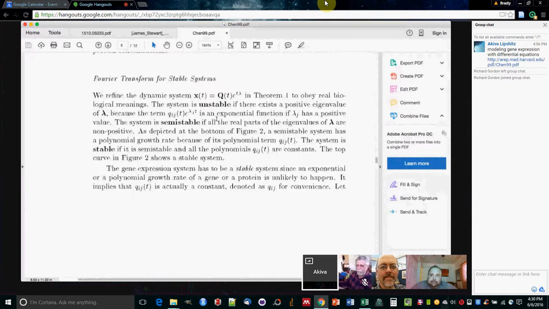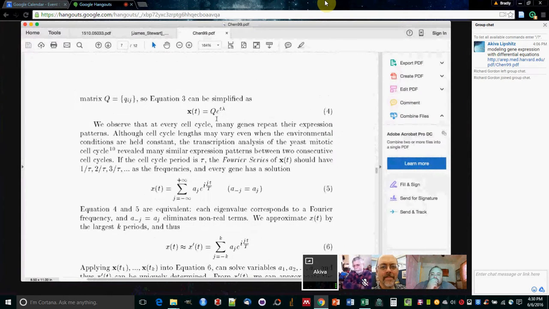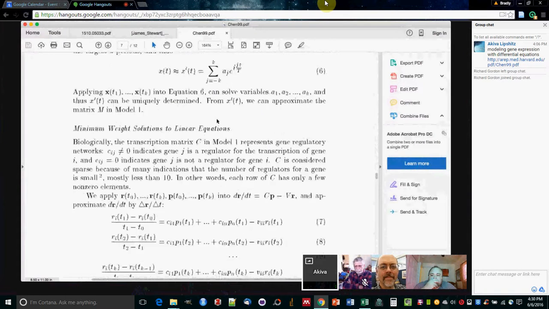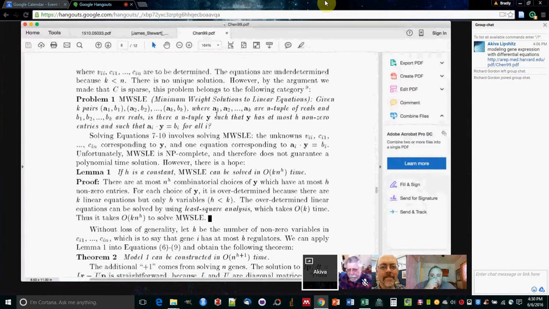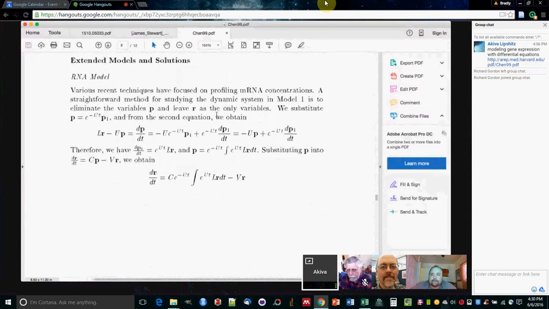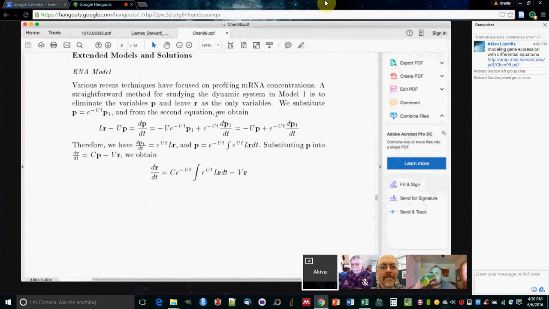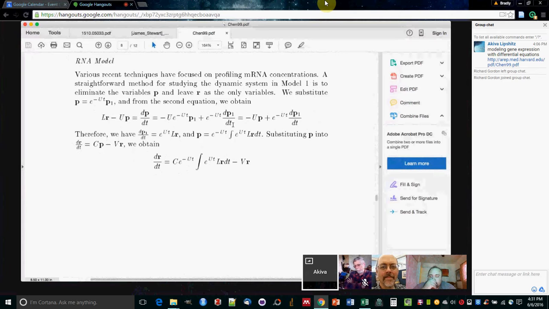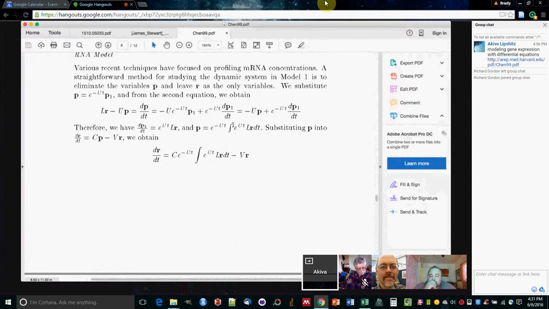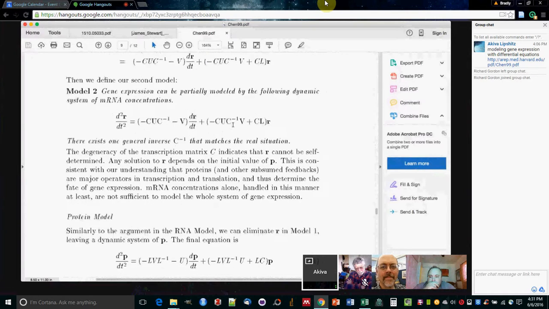This is all of the detail. They talk about how you solve this differential equation given the input, given the gene expression time series, and then they talk about another model that builds upon this model to model just mRNA. So you can basically model mRNA concentrations without taking into account protein concentrations, and the same for protein without mRNA.